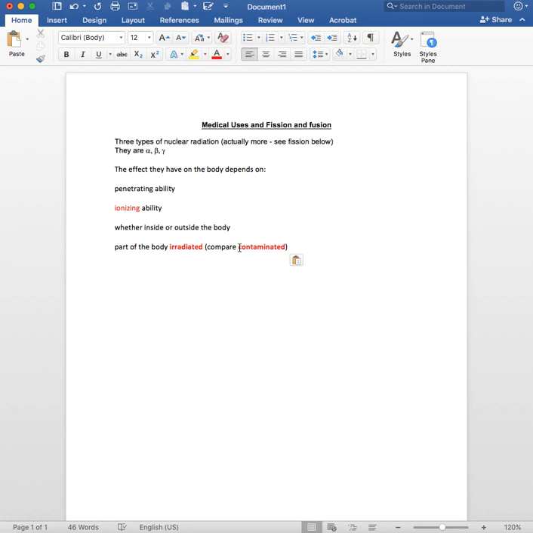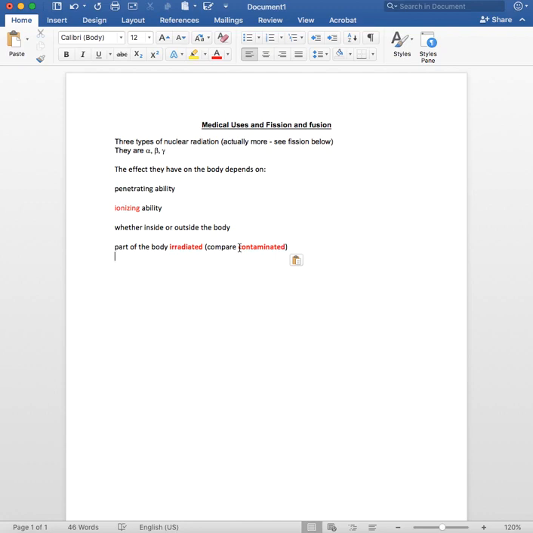So if I was to drop one of the school sources and a little bit of the radioactive source inside was to fall out onto the desk, the desk would be contaminated. While I am in the vicinity of that contamination, I might well be being irradiated.